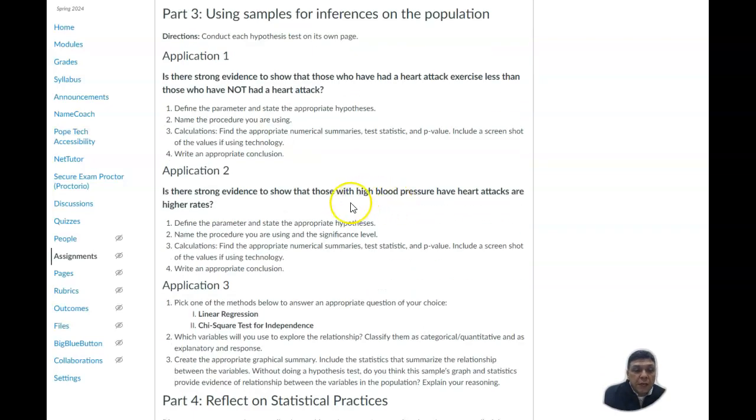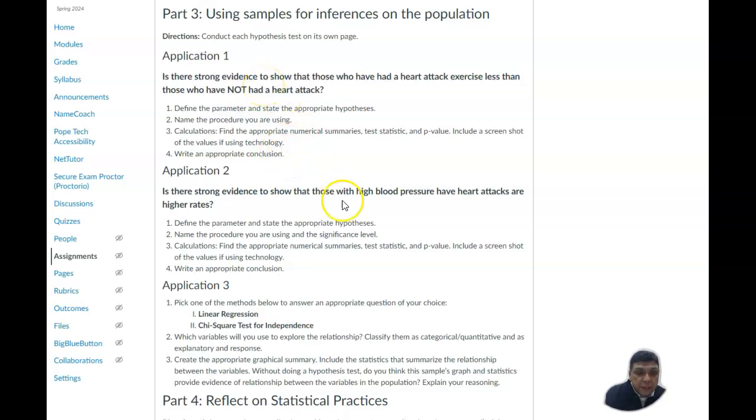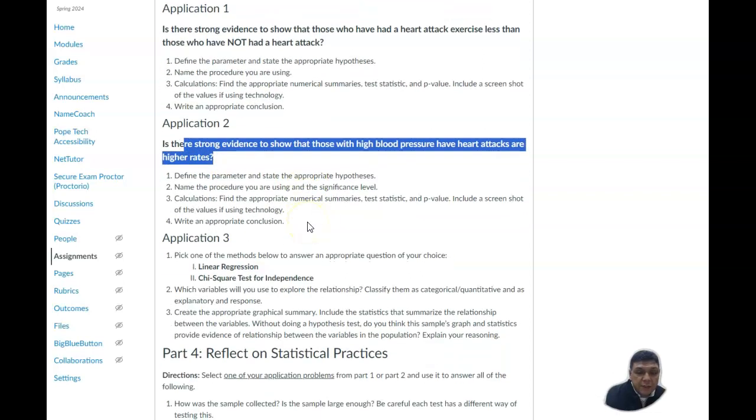Part 3, you're going to actually answer these specific questions: identify the parameter and state the appropriate hypothesis, name the procedure, and then do it using technology. You can do it by hand. Some of you do stuff by hand, but ArtiStat can answer all of these questions for us. Answer this question, come up with your conclusion. That's the first application. Application 2, there's another question here. You answer it using the steps.